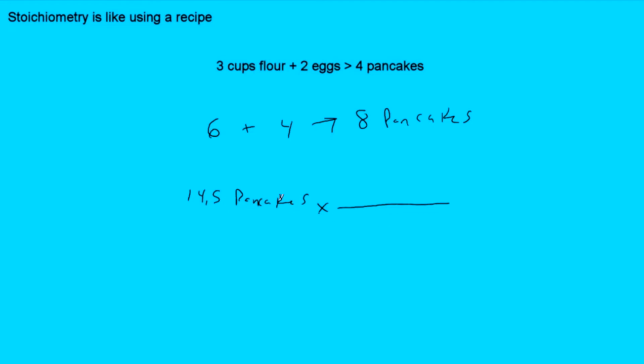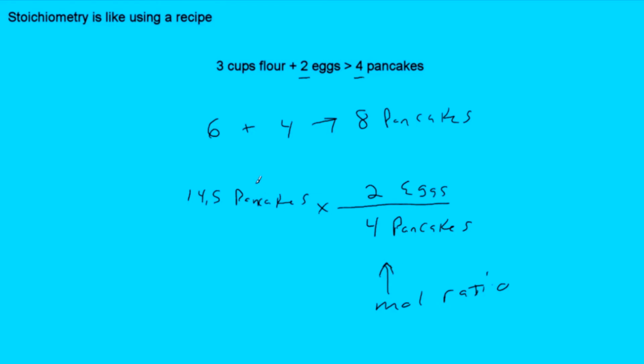Then down here, just like we've done before a million times, if you have the unit of pancakes on top, the unit of pancakes goes on the bottom. We're looking for eggs in this case, so we'll put eggs up top. Now, this step here is called the mole ratio. We're going to use this in every single stoichiometry problem we do. We're going to use these numbers from our equation. So the 4 pancakes goes down here. It's equivalent to 2 eggs. That goes up here.